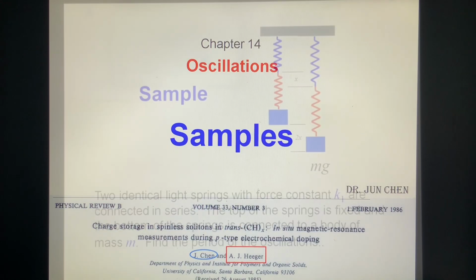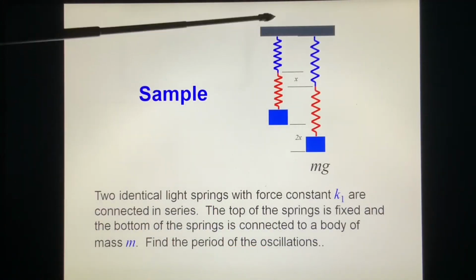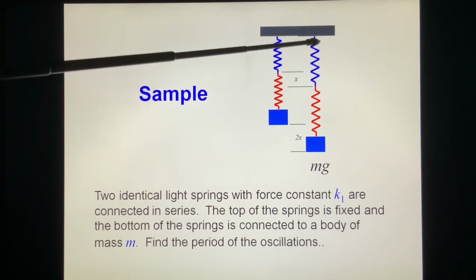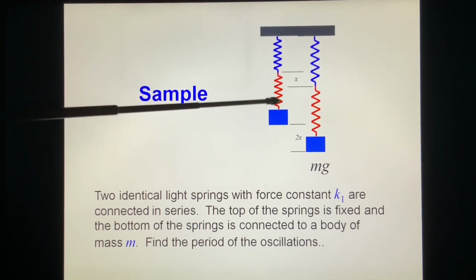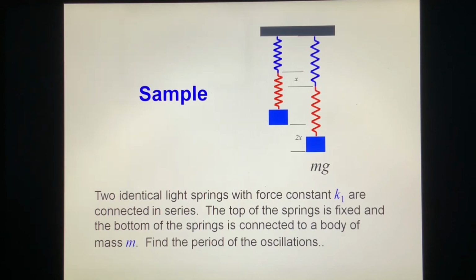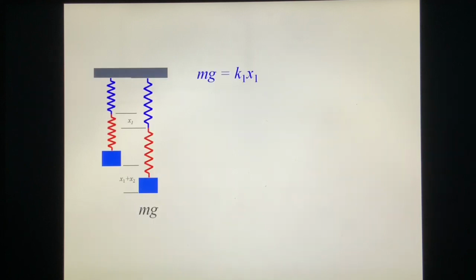Samples. Sample 1. Two identical light springs with force constant K1 are connected in series. The top of the spring is fixed and the bottom of the spring is connected to a body of mass m. Find the period of the oscillations. Let me check the spring constant first. When two springs are connected in series, is the spring constant the same as the individuals or different?